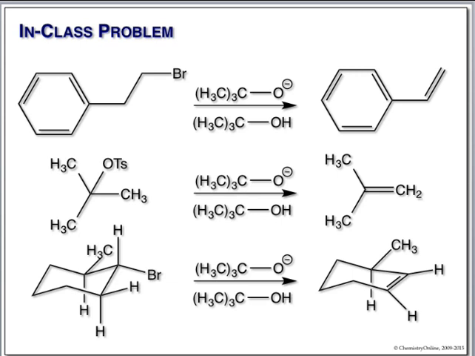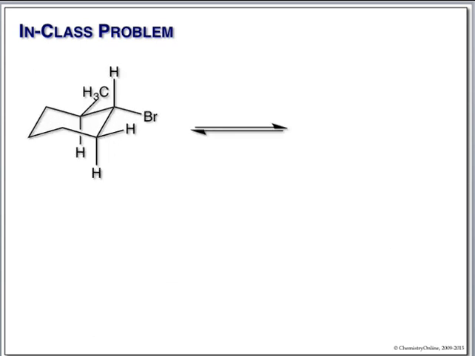Why does this form? Look at this guy. Here's our leaving group. It's equatorial, right? In order for this to leave at all, it's going to have to be in an axial position. Because what's trans to this guy? This bond. That's a carbon-carbon bond. That doesn't work, right? What's trans and coplanar here? This guy.